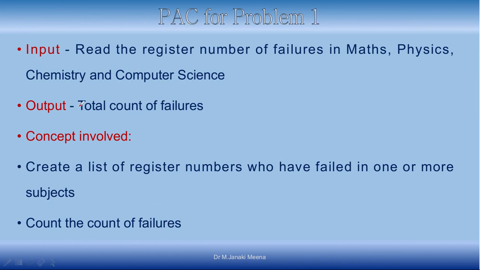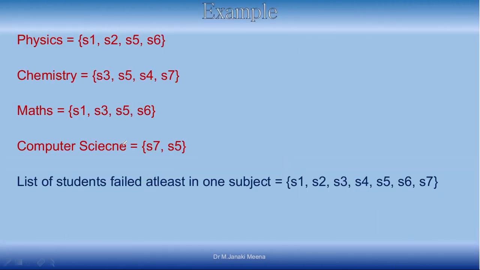Before discussing sets, just look at the PSE of the problem. The input is going to be the register numbers of the failures in each of the 4 subjects, maths, physics, chemistry and computer science, and the output is going to be the total number of failures. The concepts involved in solving the problem are: you have to create a list of register numbers who have failed in one or more subjects, and you have to count the number of students in this list.